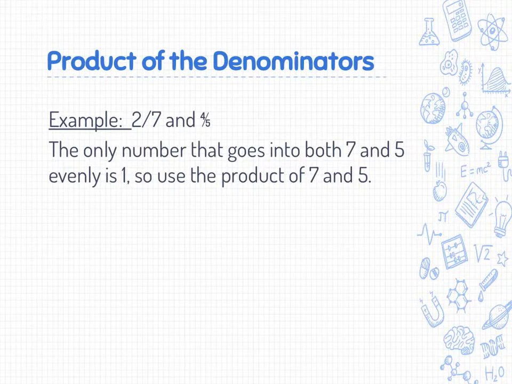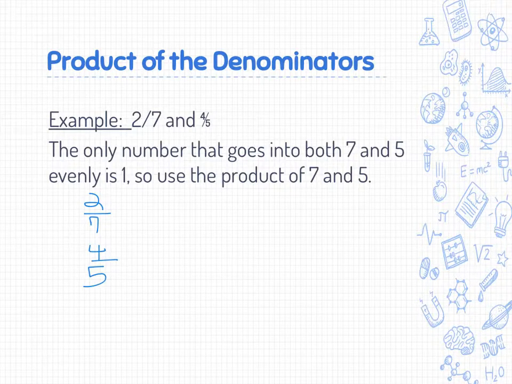And then the last way that we would use is product of the denominators. Here's an example: 2/7 and 4/5. The only number that goes into both 7 and 5 evenly is 1.